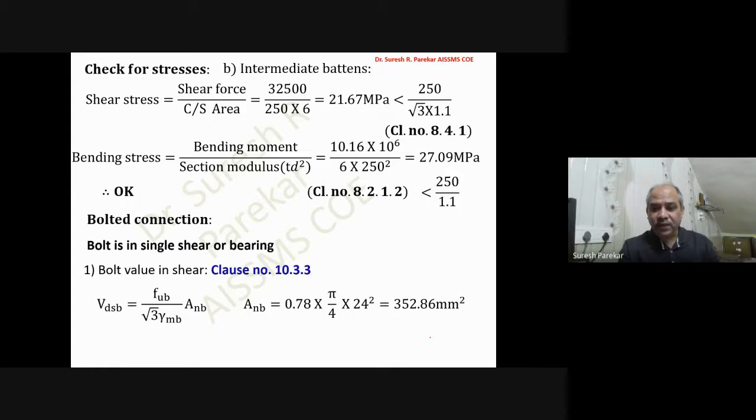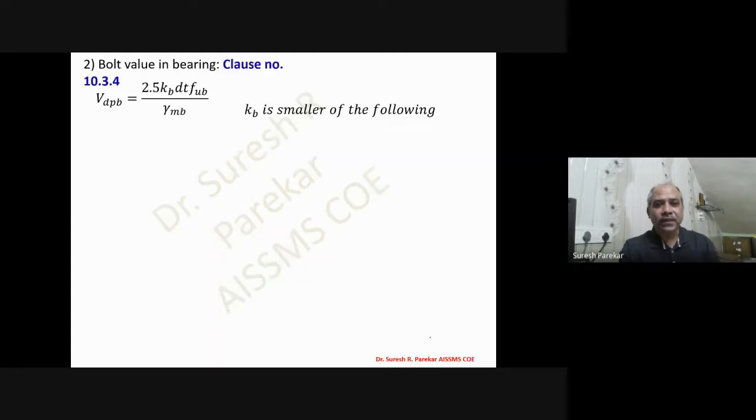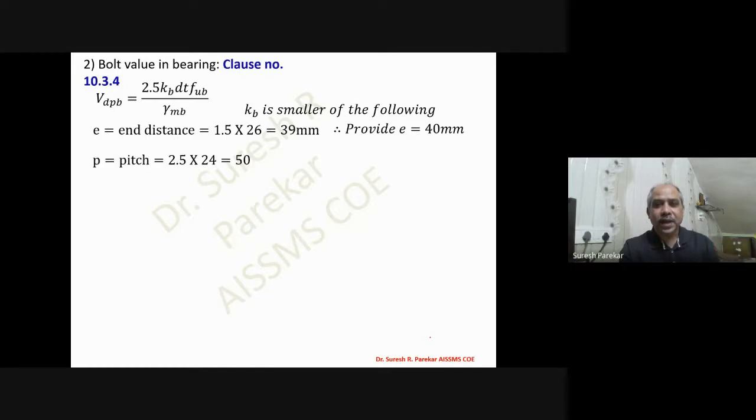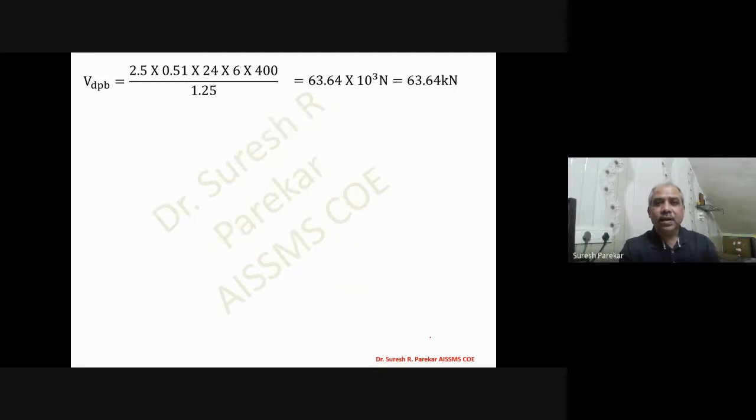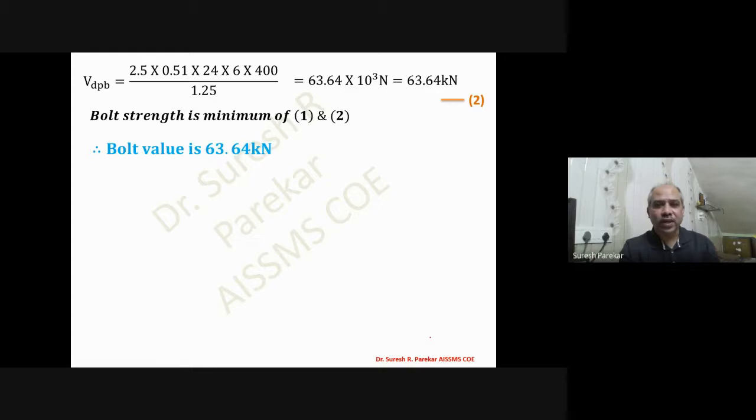So we have this as 24 millimeter square, which will give me A and B value, and that will be 352.86. As A and B gives me VDSB as 65.19 kilonewtons. This will be the first value, which is in shear. Now in bearing, we have this value. Now we will put the values, and by this we are going to get this value, that is of VDPB, and that comes 63.64 kilonewton, and minimum of the two will give me bolt value, and that is 63.64 kilonewtons.